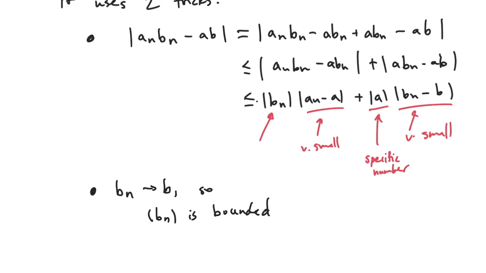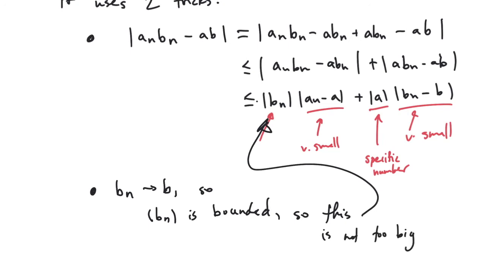That's because if it converges, that means all the terms eventually get close to a certain limit point. That means they cannot go off to infinity, which is what it means if it's unbounded, or go off to minus infinity. All right, so Bn is bounded, and the reason that's important is that this Bn right there is not too big.